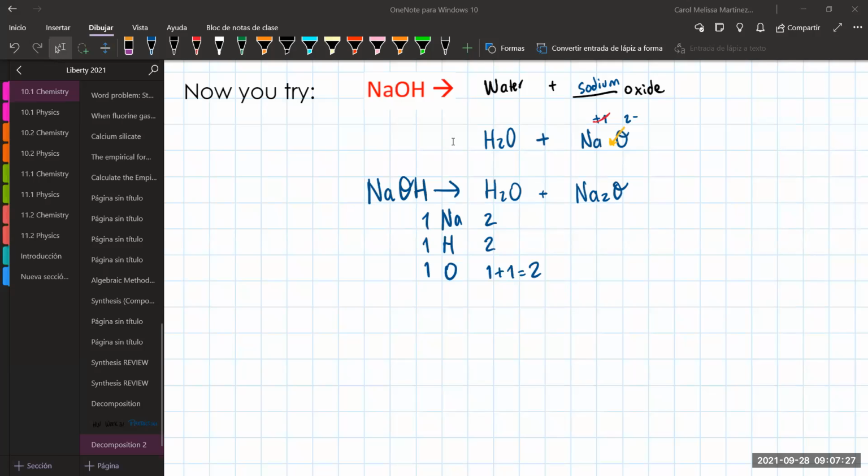So because I have all ones and I need twos, I am going to multiply times 2, and from here everything will be balanced. That's all you have to do. It didn't require too much time.